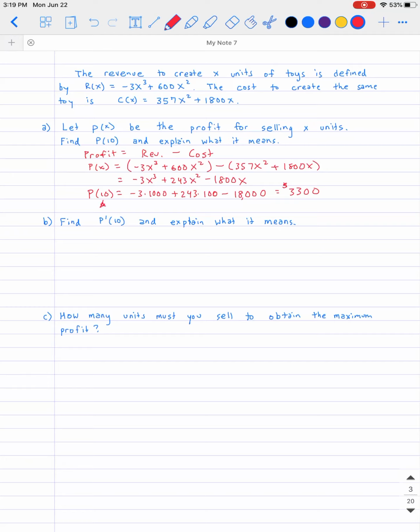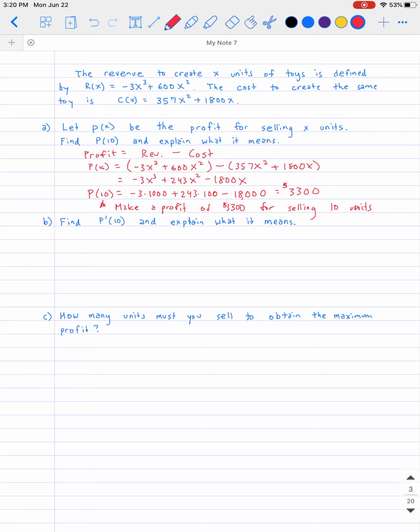So in conclusion, you are going to make a profit of $33,000 for selling 10 units. Okay, all right. Let's now look into the next part, which says find P prime of 10 and explain what that means.